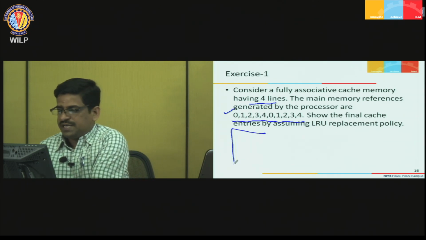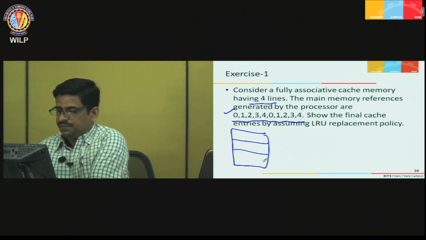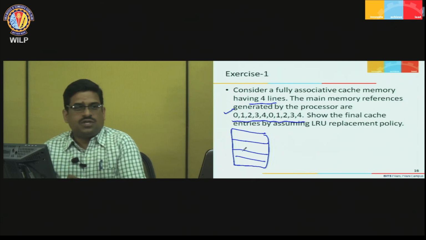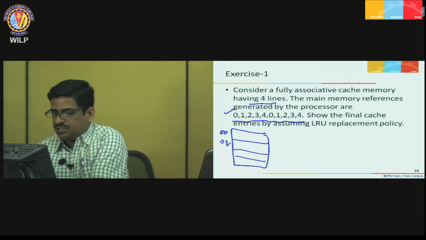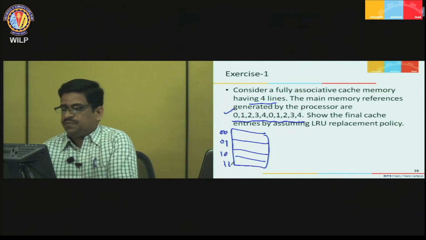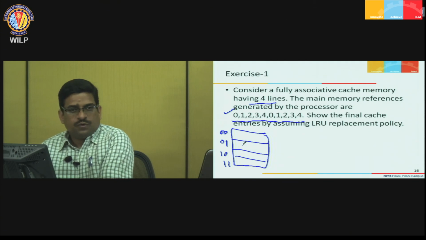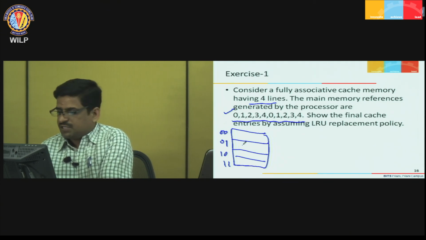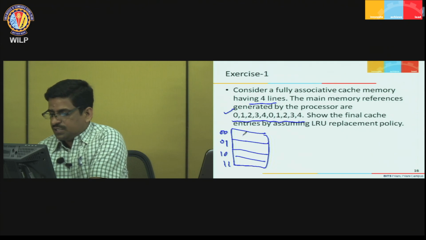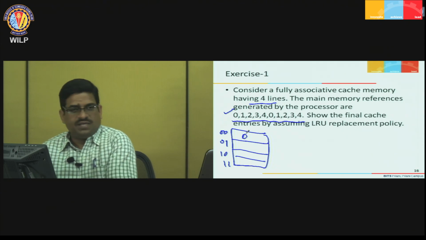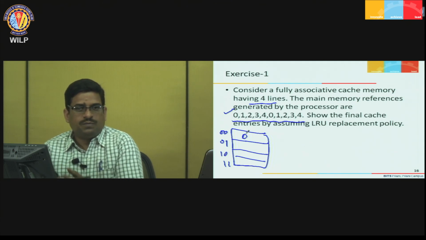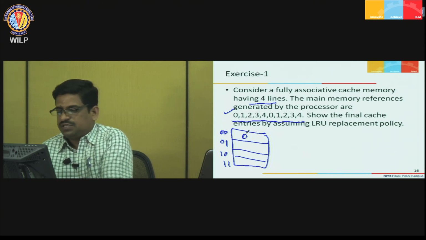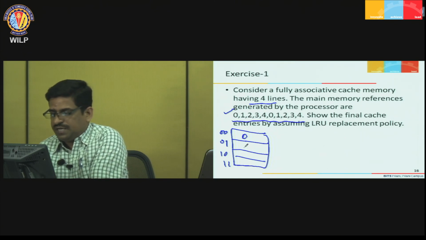So what you have to do exactly: 4 lines are there, and as per fully associative mapping, any block can go to any line. I am putting a few references in the cache memory and giving a hint to solve it. Let us say the first reference 0 will come here, because with associative mapping the block to line mapping is not fixed. So the first line is free. Let's say I put 0 here, 1 in the next line, 2 in the next, 3 in the next.